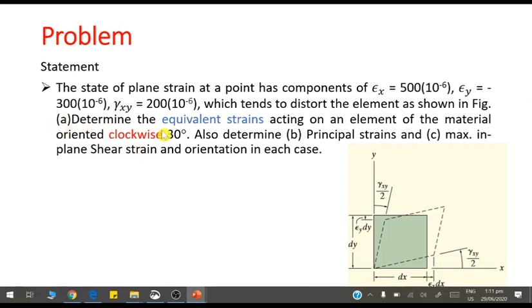In part A, determine the equivalent strains acting on an element of the material oriented clockwise 30 degrees. Also determine, in part B, the principal strains, and in part C, the maximum in-plane shear strain and orientation in each case, theta P and theta S. This diagram shows epsilon x, epsilon y, and half of the shear strain gamma xy.